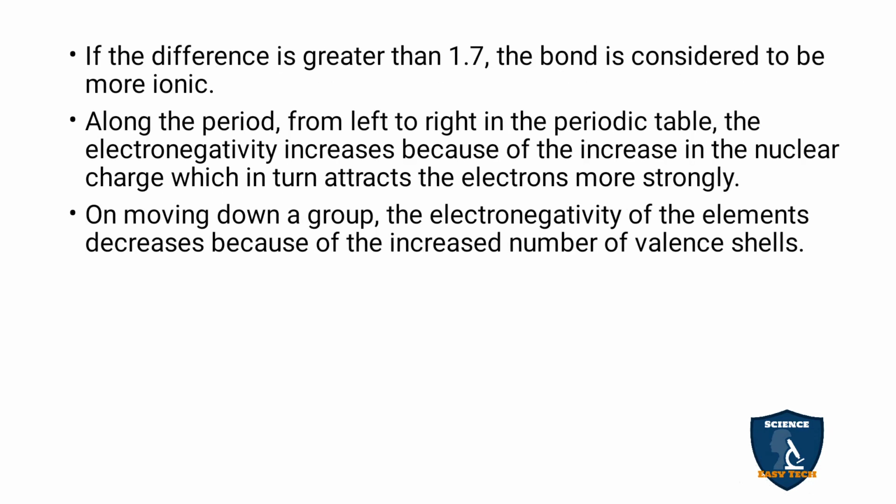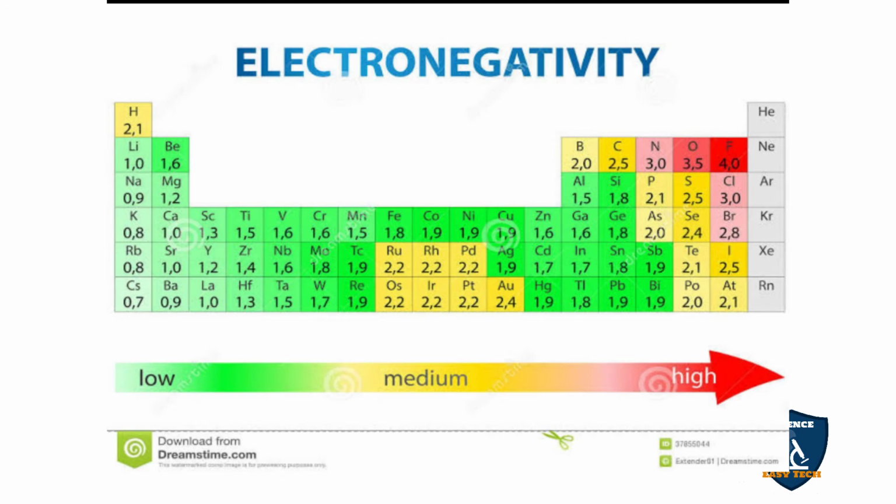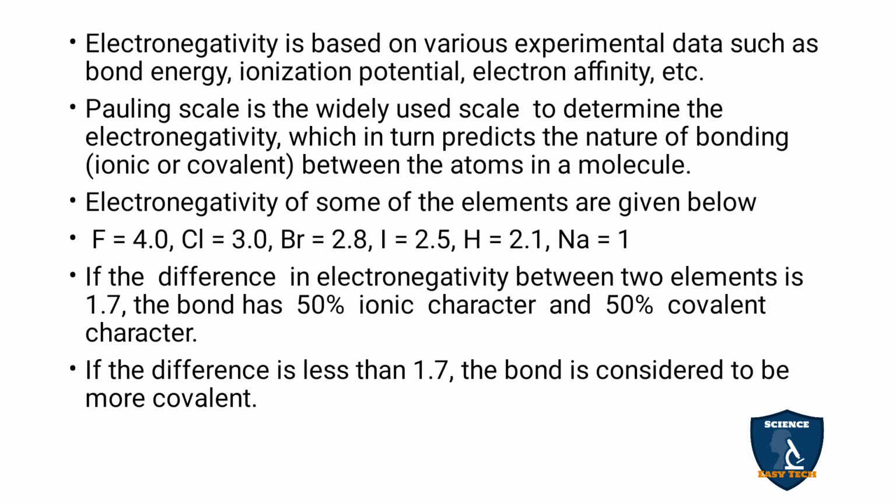So you can see the numbers here. These numbers are the Pauling scale. Based on this only they are determining the nature of the bonding, whether ionic or covalent. Electronegativity of some of the elements is given below: fluorine 4, chlorine 3, bromine 2.8, iodine 2.5, hydrogen 2.1 and sodium 1.